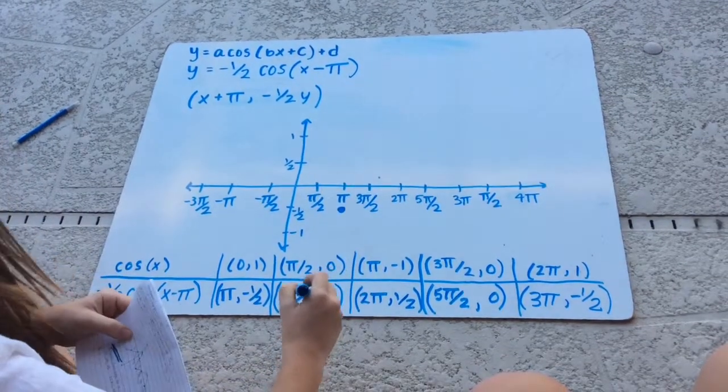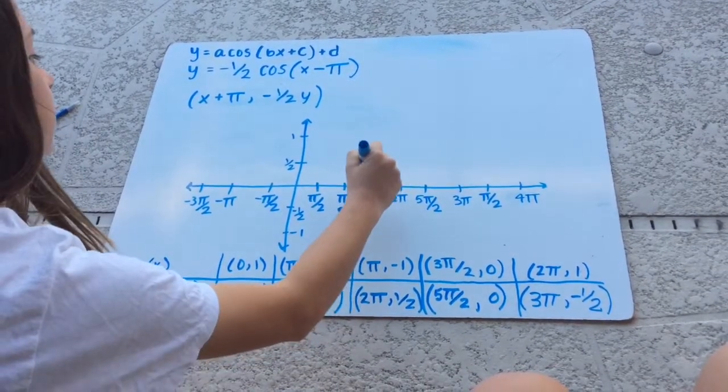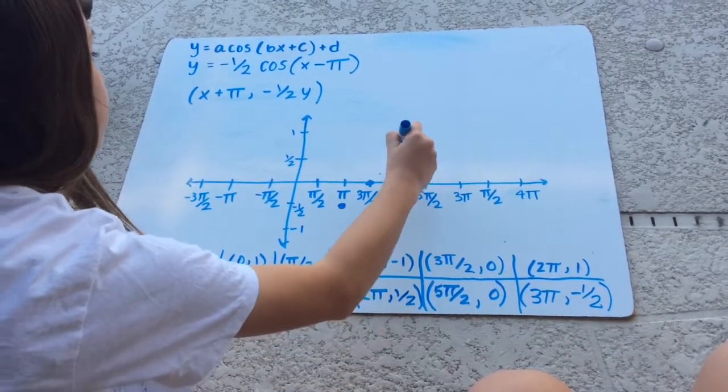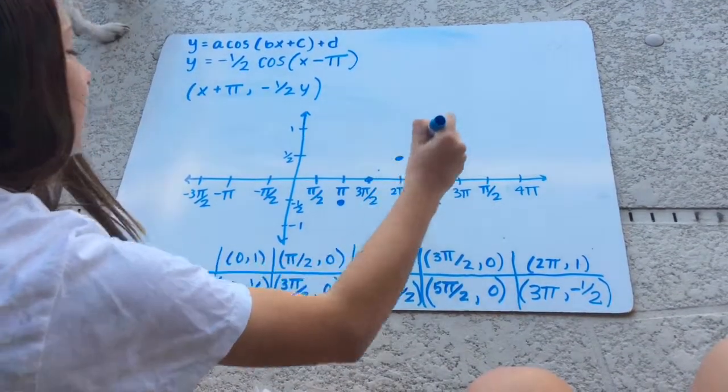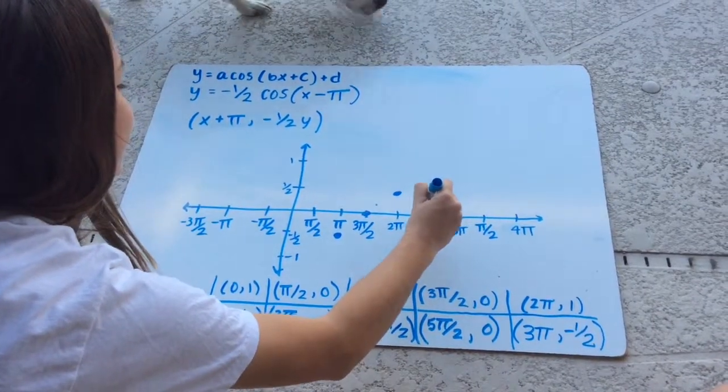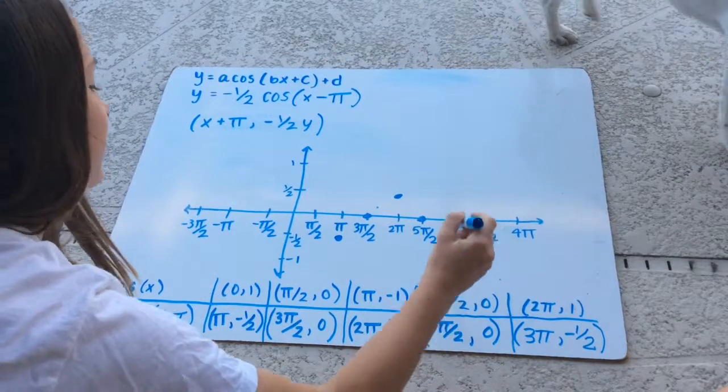Next one, 3 pi over 2, 0. 2 pi, 1/2. 5 pi over 2, 0. And 3 pi, -1/2.